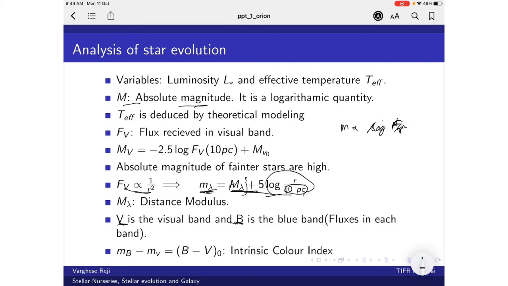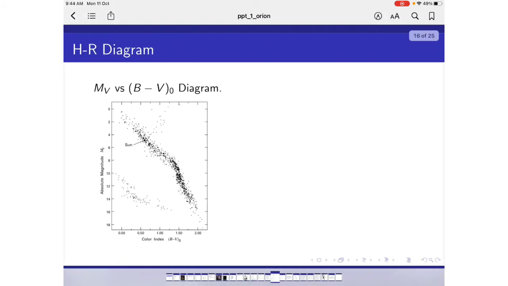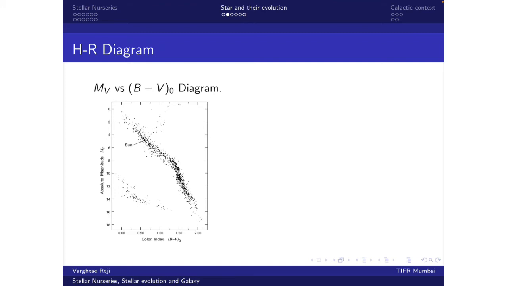bands. So this quantity is called intrinsic color index. This B is a particular wavelength, V is also a particular wavelength. I don't remember the values of that. So we take this difference and we call it intrinsic color index. And the HR diagram is the map between this absolute magnitude and this color index. Now we define it like this. Later we will replace it with the logarithm of effective temperature and luminosity, because those quantities are dependent on these things. So that is easier for us. That's why we use that.